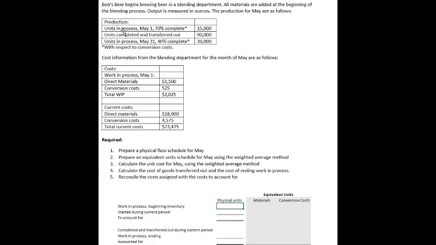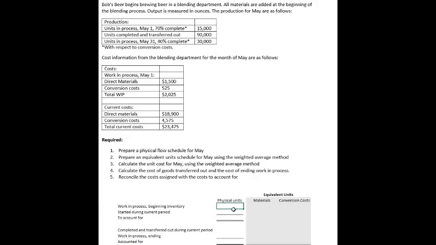And what we're told up here is how many units we have at the beginning of the month, and they're partially completed. We have some units that were completed and transferred out during the month. And lastly, they tell us how many units are sitting in our ending work in process at the end of the month. And we're going to take that and convert that to this process physical flow of the units.